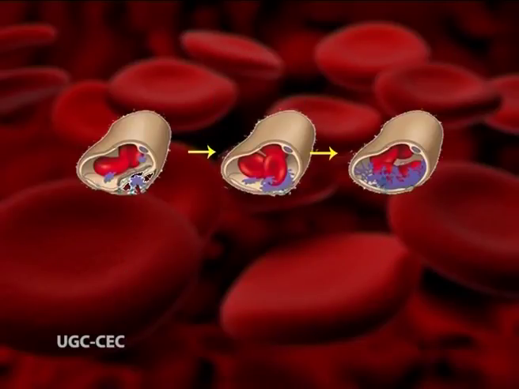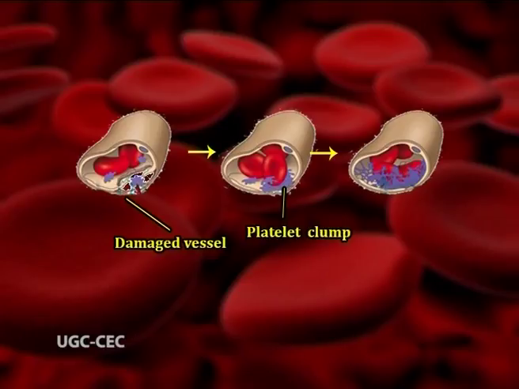Within seconds of cutting a blood vessel, the damaged tissue causes platelets to become sticky and clump together around the cut. These activated platelets and the damaged tissue release chemicals which react with other chemicals and proteins in the plasma called clotting factors.